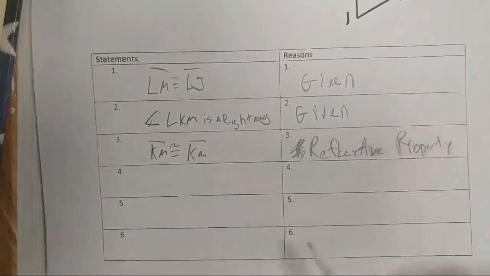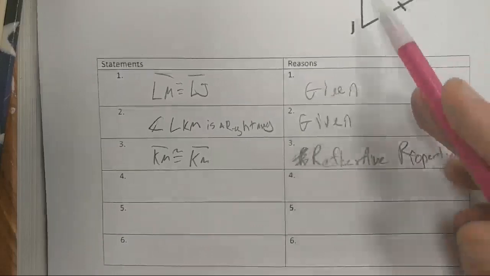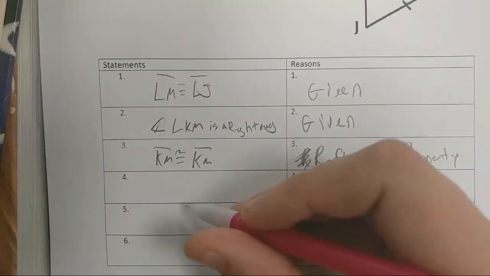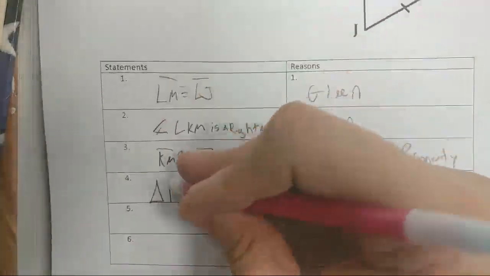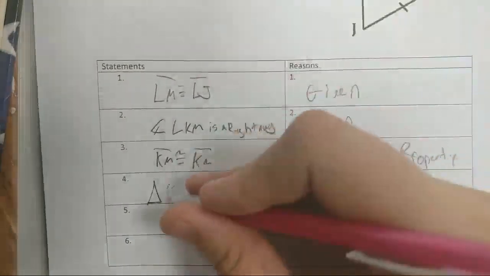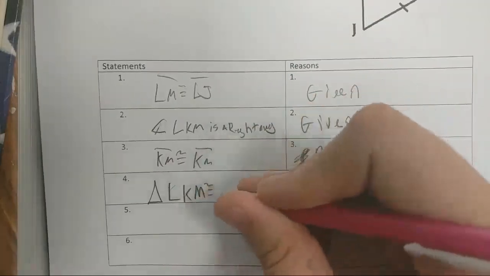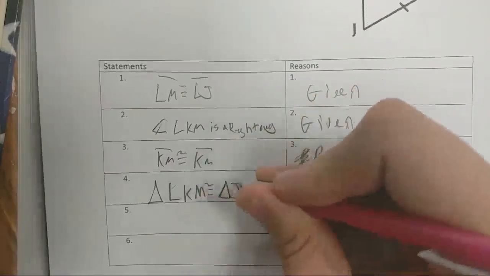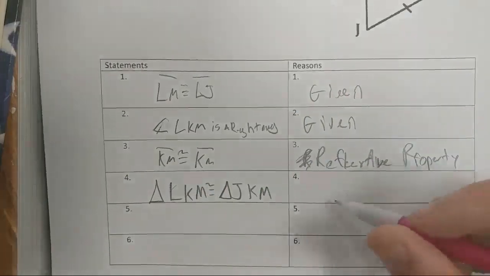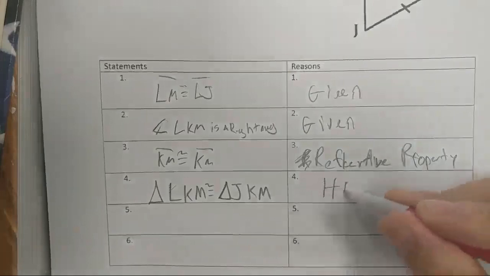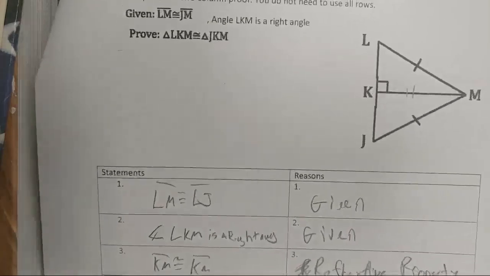So then, given reflexive, I got the leg, I got a hypotenuse, and I know it's a right triangle. So triangle LKM is congruent to triangle JKM, and those are congruent because of hypotenuse leg. There's other ways to do that triangle, but I felt like that's the most straightforward.